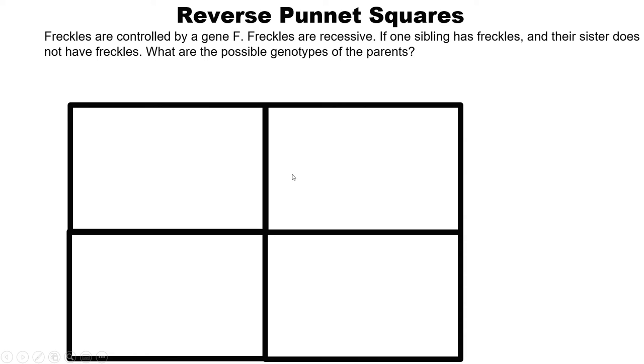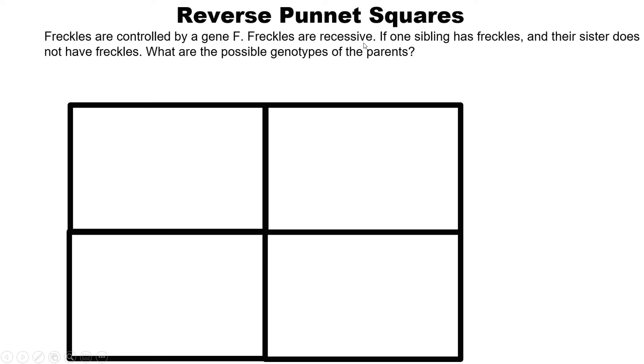So most of them will not be that clean cut, but let's look at another example. In this one, freckles are controlled by gene F and freckles are recessive. If one sibling has freckles and their sister does not, what are the possible genotypes of the parents? So again, still draw your Punnett square because it will help you.